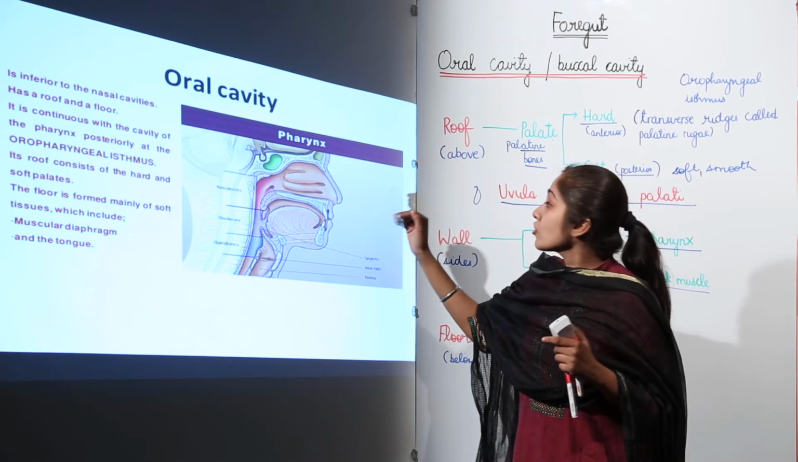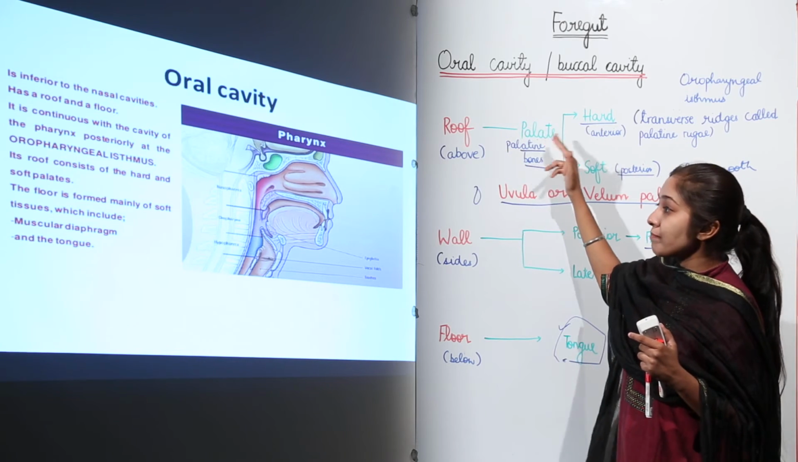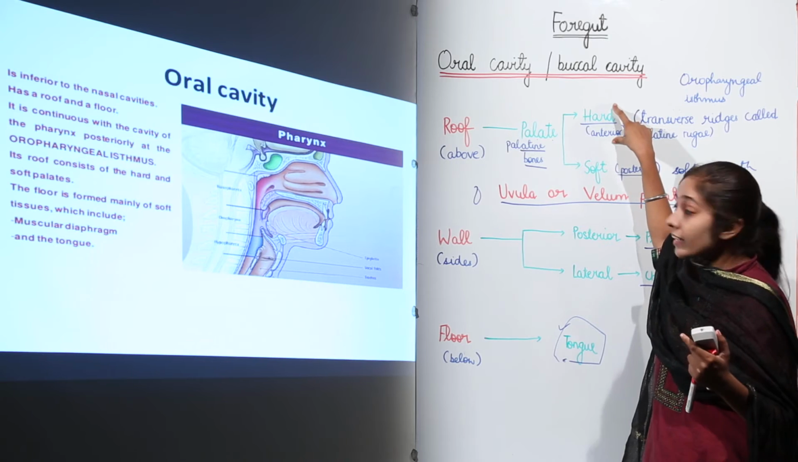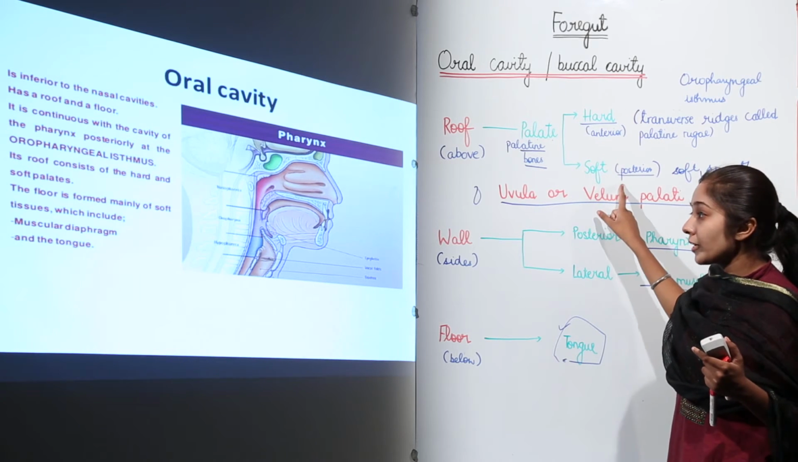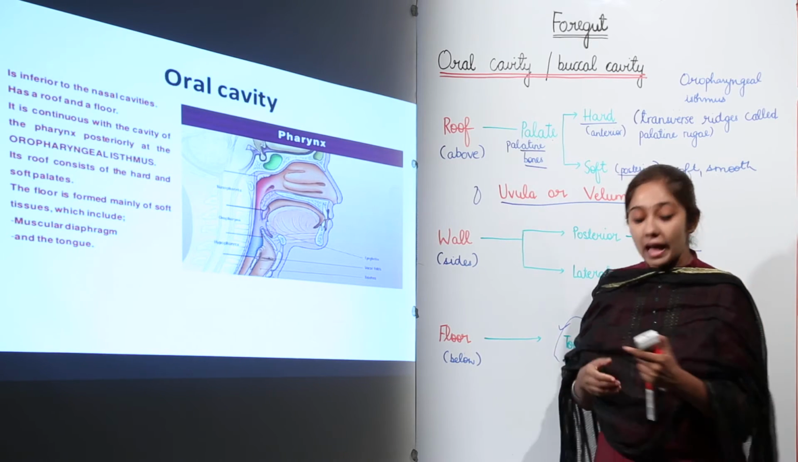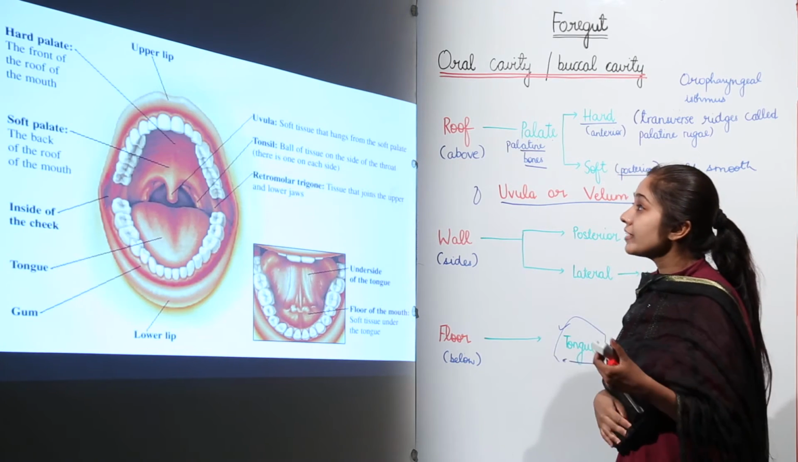Now, when we talk about the roof, we said we have palate, and this palate can be hard palate, the anterior one, and soft palate, the posterior one. Okay. And when we talk about the floor, we have a muscular diaphragm and the tongue. Just look at the diagram of this.